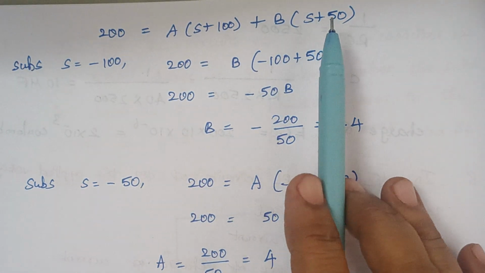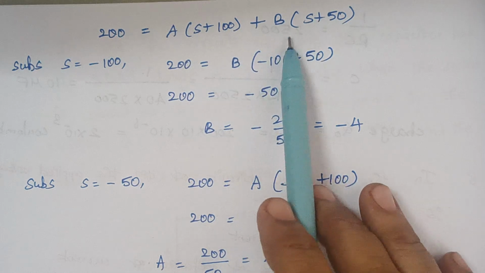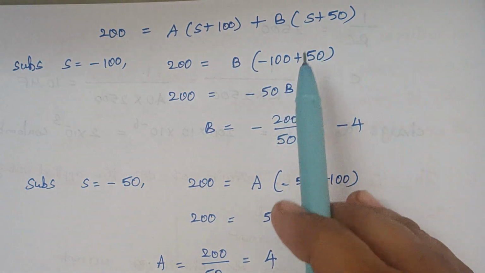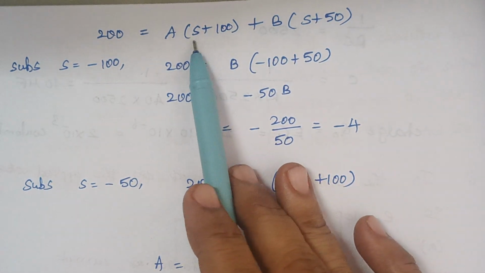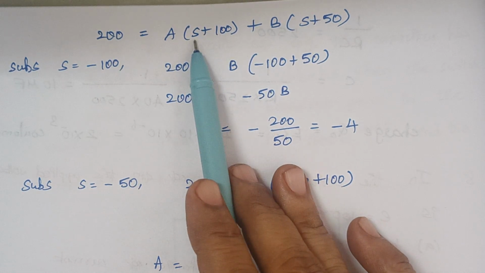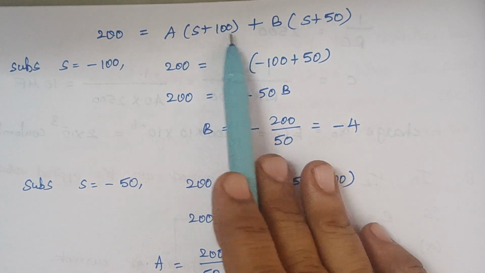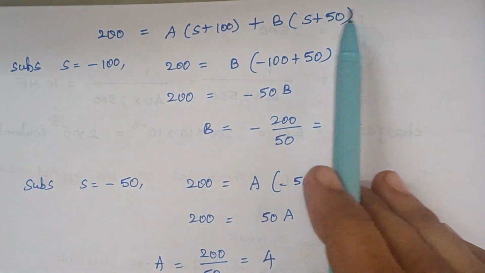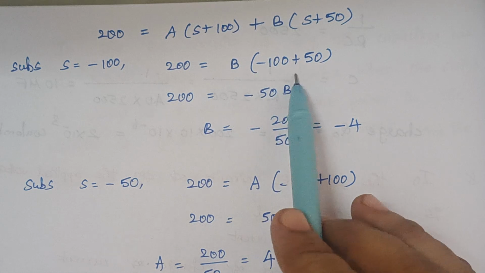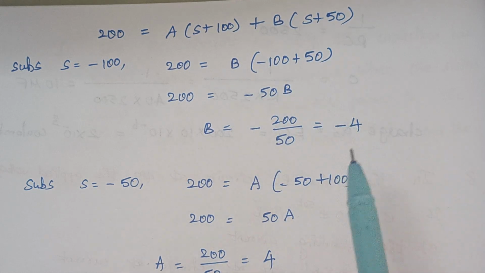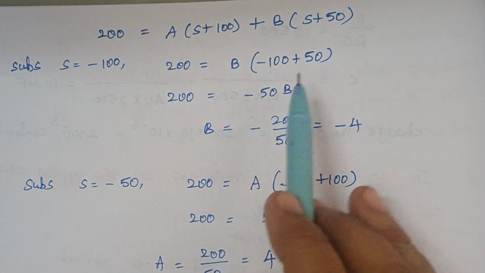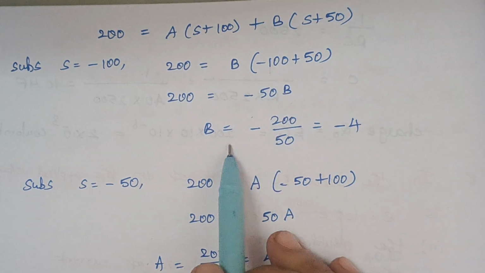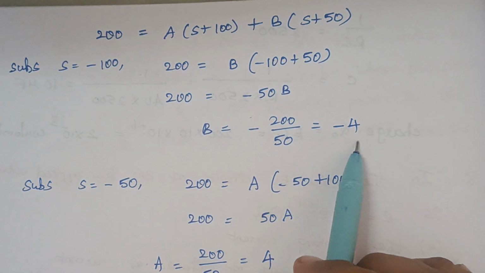Our aim is to calculate the values of A and B. To calculate the value of B, we substitute the value of s as minus 100. Minus 100 plus 100 makes the term A zero, and in the remaining terms, when you substitute s as minus 100, it looks like this. Therefore, 200 is equal to minus 50B, so the value of B is minus 4.